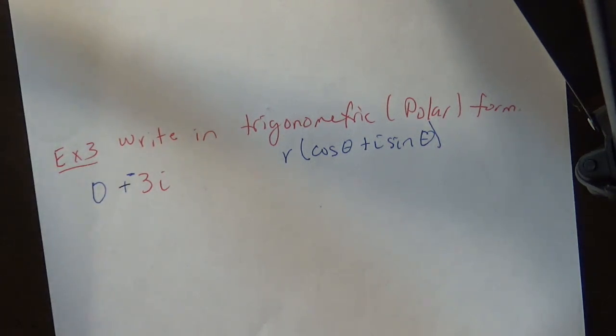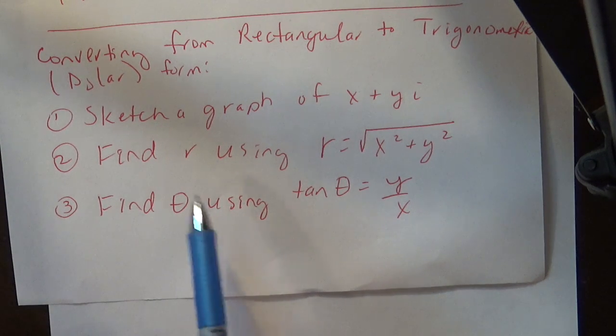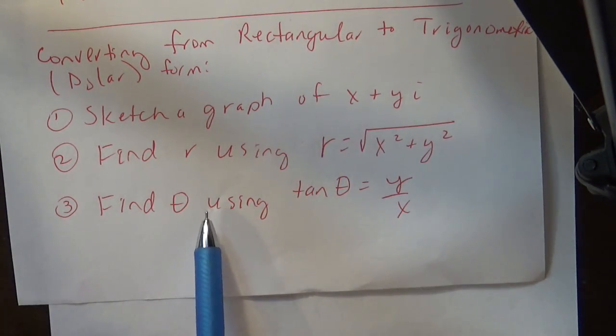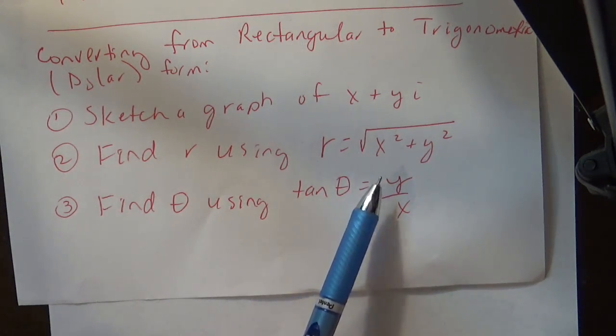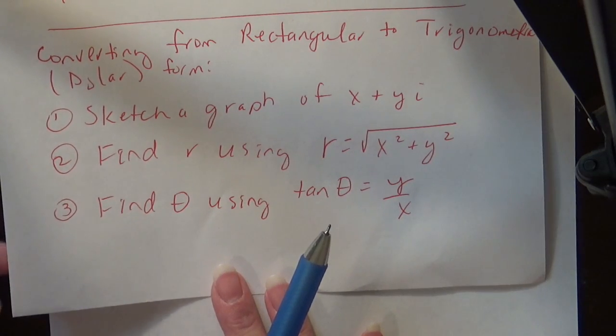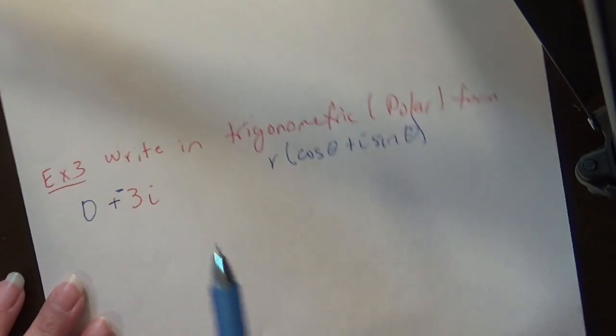Alright, and to get it into the polar form, we're going to look back at the directions that we saw at the bottom of the previous page. So we start by sketching a graph of our complex number. Then we can find r using the fact that r is equal to the square root of x squared plus y squared. Then we can find theta using tan theta equal y over x. And once we have that information, we can put it into the polar form. So we first need to sketch a graph of the number that we were given. We need to sketch this negative 3i.